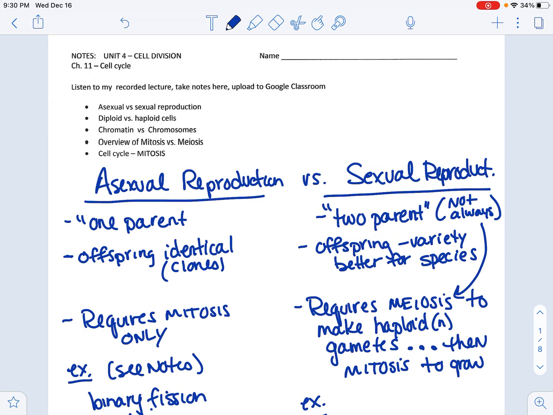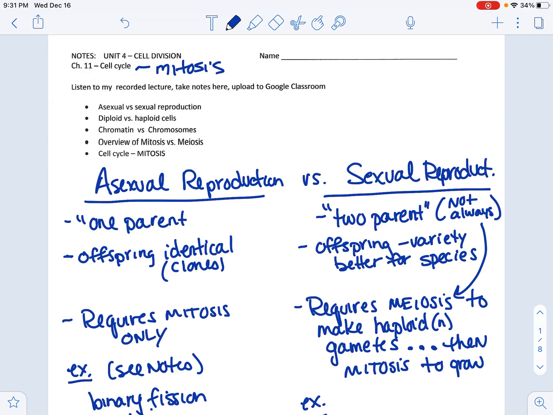So these are the things I'm going to talk about. I have bulleted here. You guys already did notes last night on sexual versus asexual reproduction. I just want to go over that. Diploid versus haploid, that's review. Chromatin versus chromosomes, an overview of mitosis and meiosis. And then what we're doing now in this chapter, chapter 11, is about mitosis. And then chapter 12 is going to be meiosis, and we'll do that later when we come back.